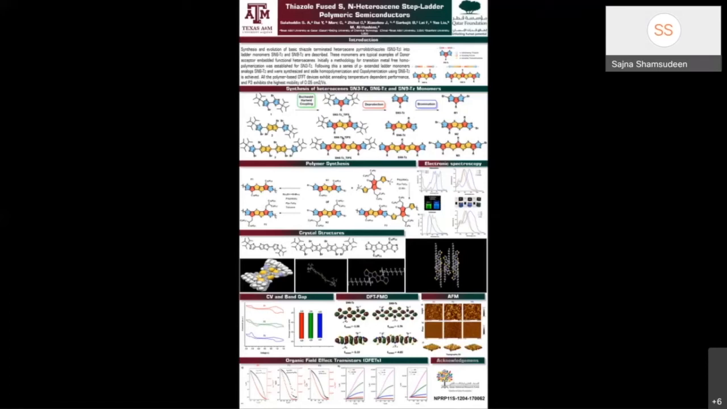These novel materials have promising optoelectronic properties and are worth exploring further on different fronts. Lastly, I thank QNRF for funding this project and thank you all for your kind attention.